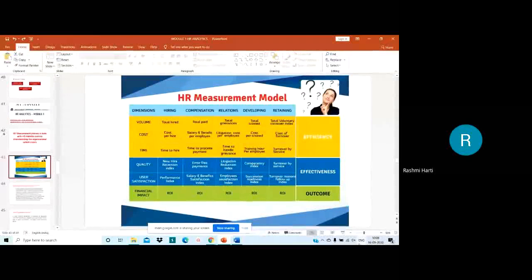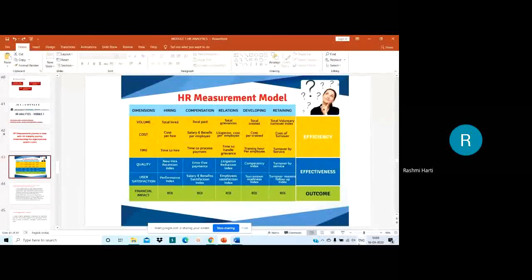Then developing: training hours per employee. How many man hours you are spending on training is actually a loss for productivity, so you should balance both production as well as training. Then turnover by service: you should see to it that people stay for a longer time in your organization, and that people retire from your organization and then go. That is what proves the efficiency of the HR department. So if you want to measure the efficiency of the HR department, you should measure in these three dimensions, that is volume, cost, and time.